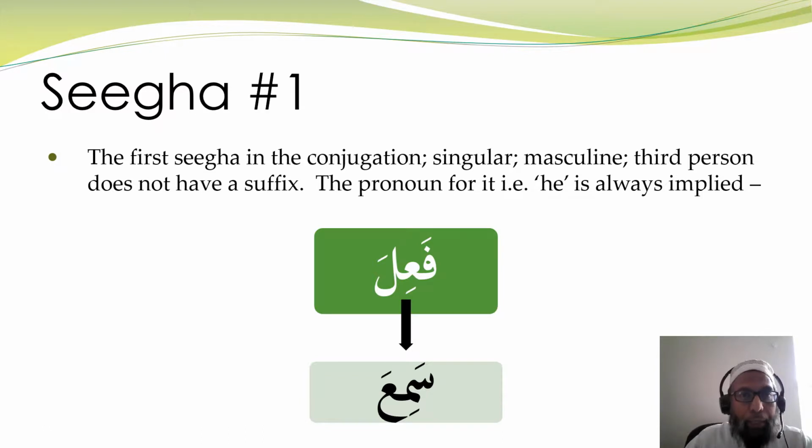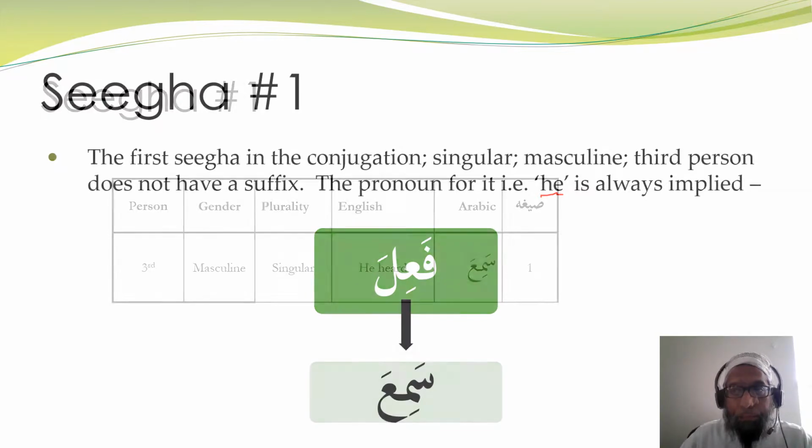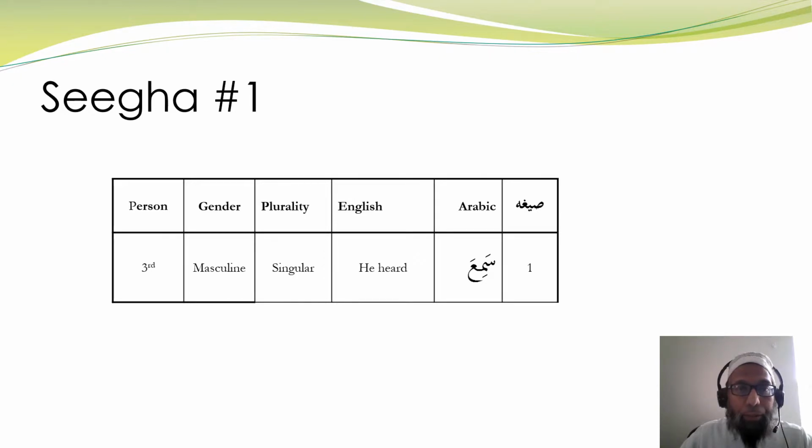So sigha number 1, we're going to get right to the table. Sigha number 1, fa'ila, sami'a. Singular, masculine, third person. There's no suffix, there's no prefix. The pronoun he is always implied. Sami'a means he heard. So I want you to memorize this. Remember, we're learning classical Arabic the classical way. And so I want you to memorize this table with sami'a. Number 1 is sami'a, third person masculine singular, which means he heard.